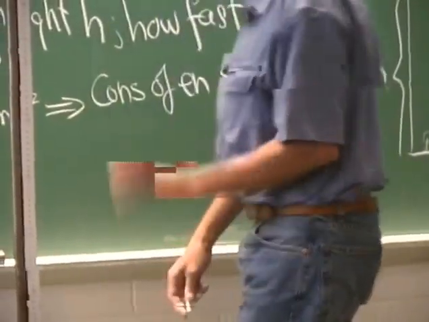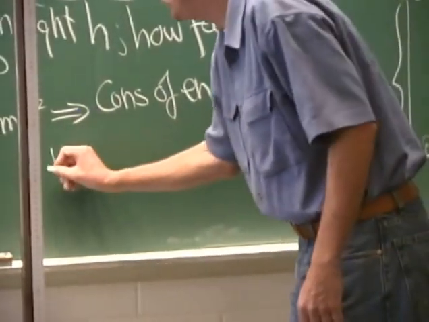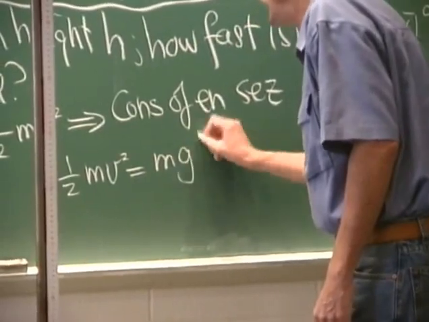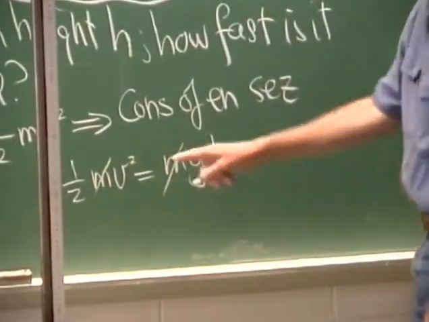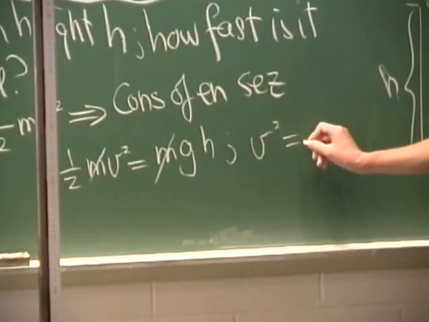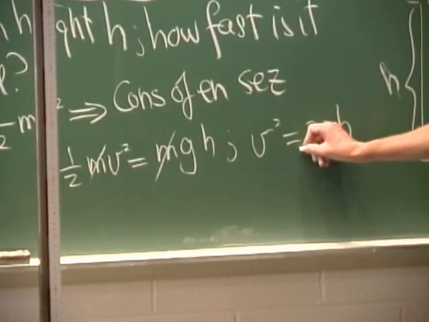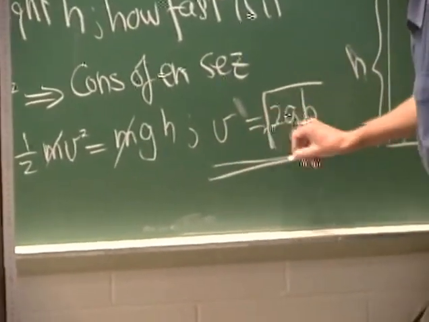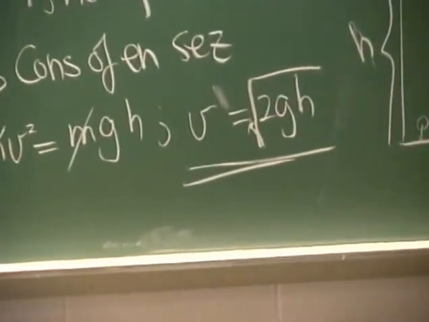That does not equal. Energy is the same energy. One half v squared is equal to gh. I multiply by 2, I get v squared equals 2gh, or if I take the square root of it, v is equal to the square root of 2gh. As I say, we've got that.